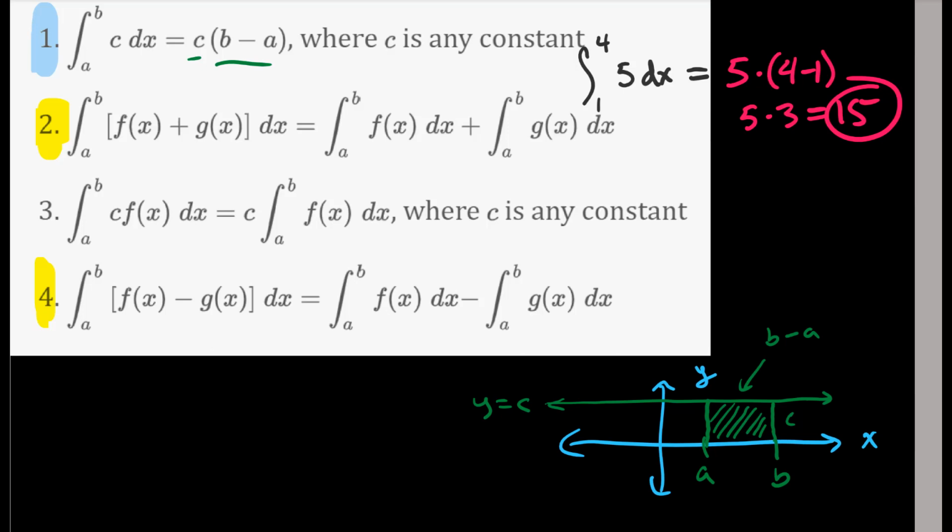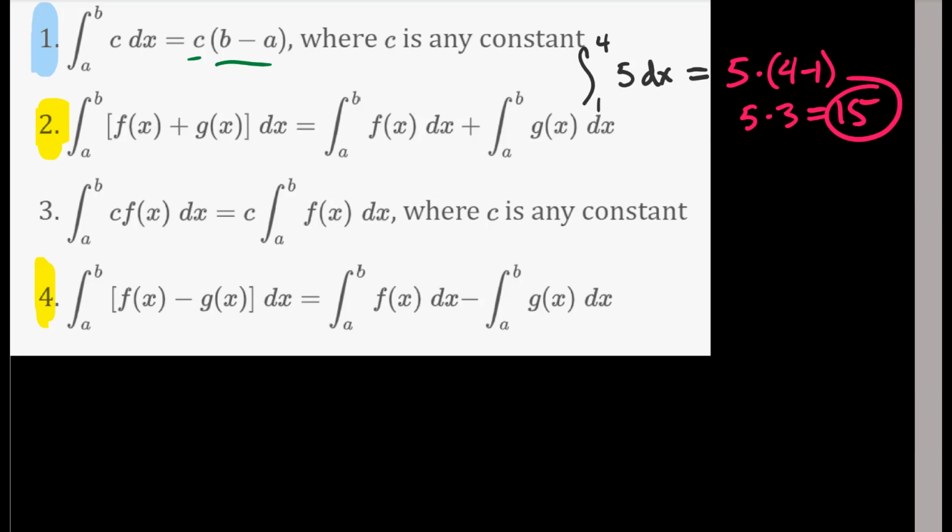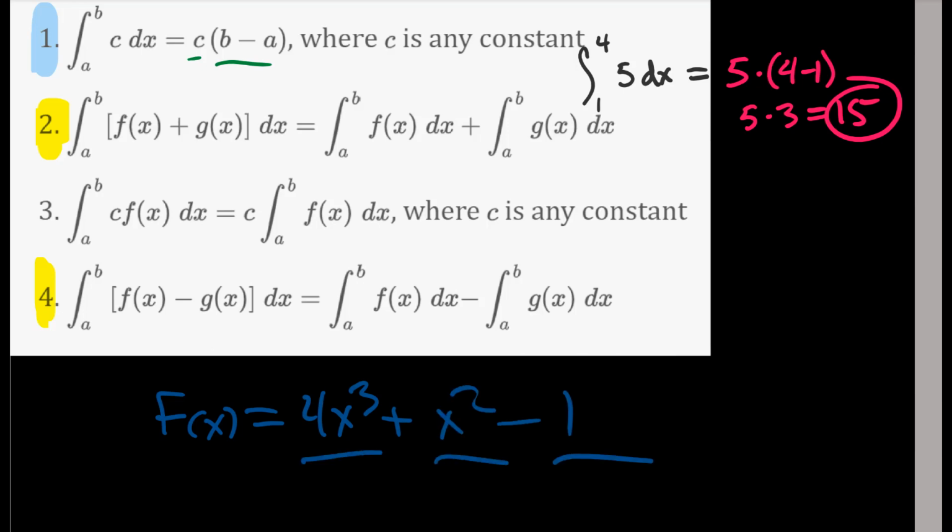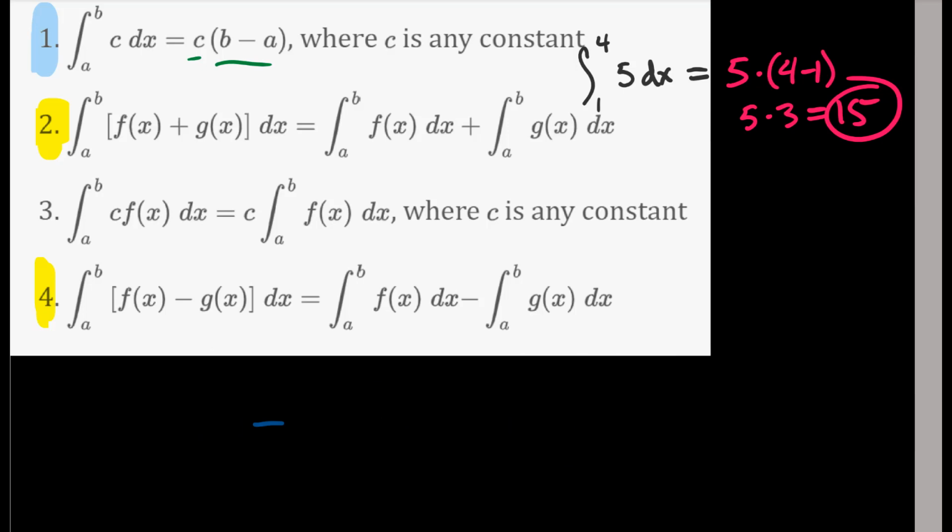Now for 2 and 4. This is what you wanted in derivatives. Could you break it up term by term? When you did antiderivatives, didn't you break it up term by term? If I gave you f of x is equal to 4x cubed plus x squared minus 1, wouldn't you go this term, then this term when taking a derivative, or finding an antiderivative? Well, the same is true for our integration as well.